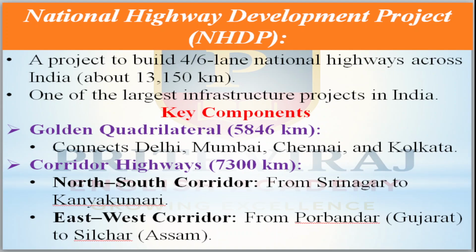Okay, one of the largest infrastructure projects in the country. It is not in the world, it is in India. So, what are the key components of the National Highway Development Project? The Golden Quadrilateral highways, whose length is 5,846 kilometers. It will connect Delhi, Mumbai, Chennai, and Kolkata.